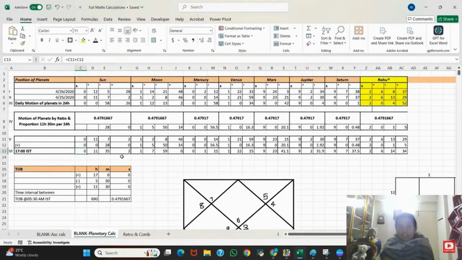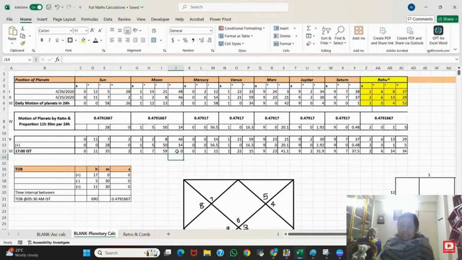So when we arrive, the Sun is at 0 sign past 11 degree 35 minutes 2 seconds, and the Moon is at 1 sign past 7 degree 59 minutes. Then Mercury is at 0 sign past 1 degree 11 minutes, and similarly the rest. So this is what we have arrived at.